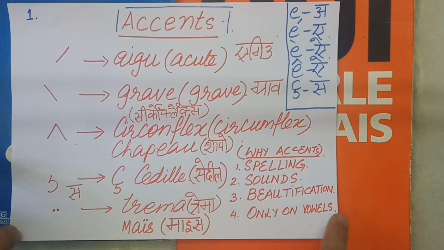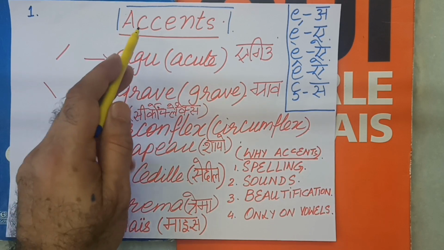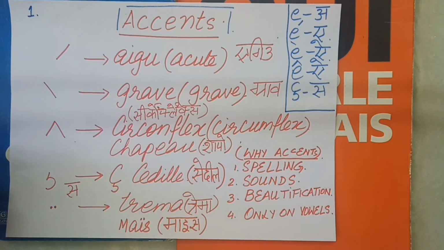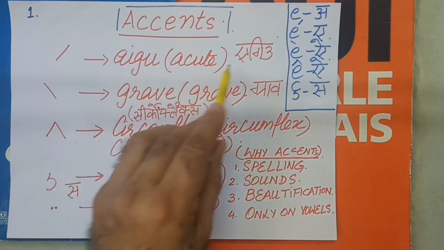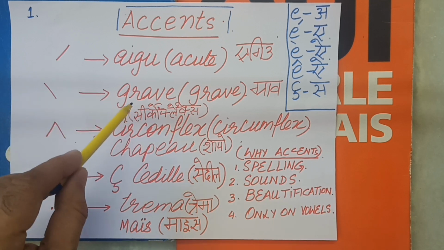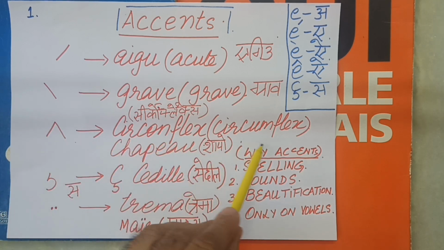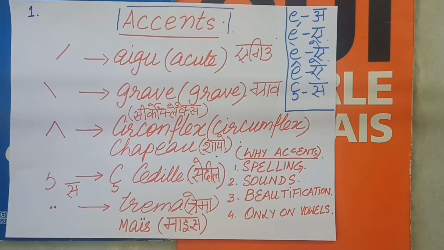I'll just devote this particular sheet towards it. So accents' spelling in French is the same: a, c, c, e, n, t, s, and we call it accent. Now this forward slanting is called accent aigu. In English it is acute. Then backward slanting is called accent grave. That's grave in English. And then this particular accent in the shape of a topi, this is called circumflex, or it is also called chapeau. Chapeau in French is hat.